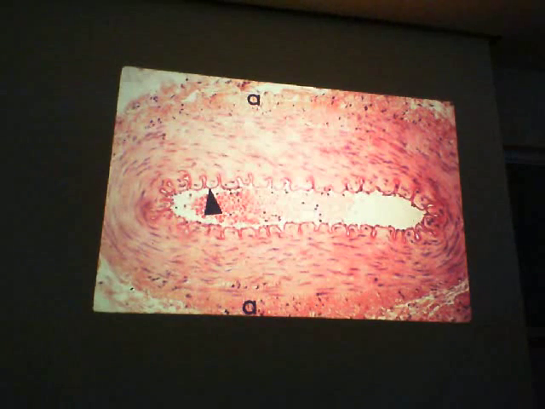Okay, and this line that we see right there, what is that? Internal elastic lamina. So that makes this what? What organ is this? Muscular artery. And this layer would be what? Tunica media. What type of tissue do we find there? Smooth muscle.